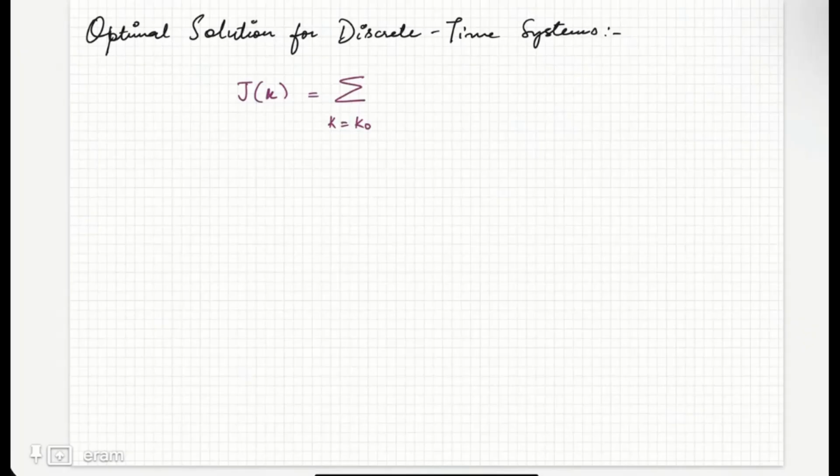where k0 denotes the initial time step and it varies from k0 to n minus 1, and the functional is the function of x of k plus 1, obviously, because the system dynamics is nothing but x of k plus 1 is f of xk and k. Okay. Here also we need this delta j equals to 0. Now how does this get translated?